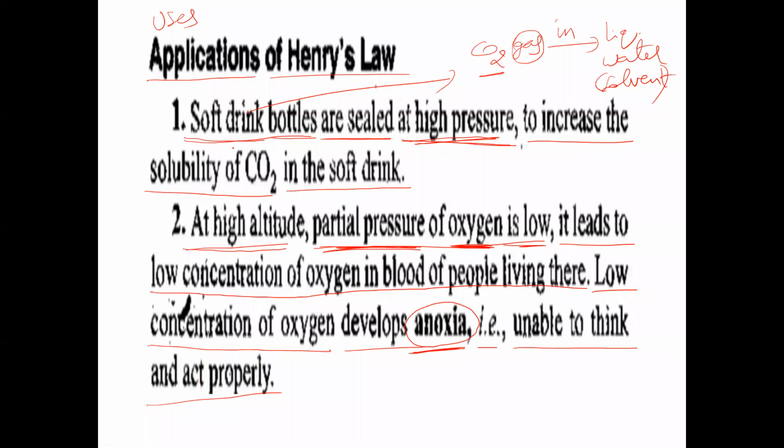First thing, we understood that the CO2 in water will be there in cool drinks, in soft drinks. In soft drinks, the CO2 will be dissolved at what pressure? High pressure. At high pressure, CO2 will be more soluble.